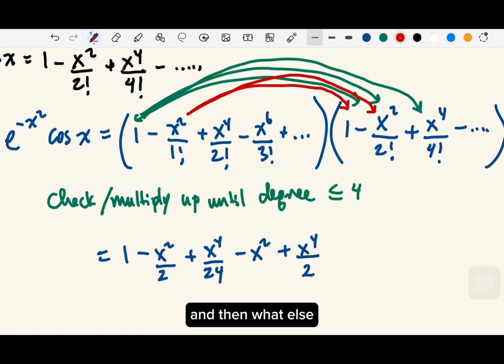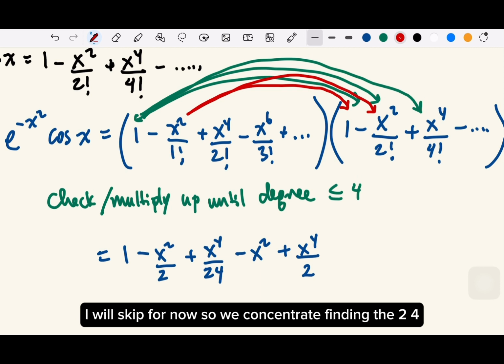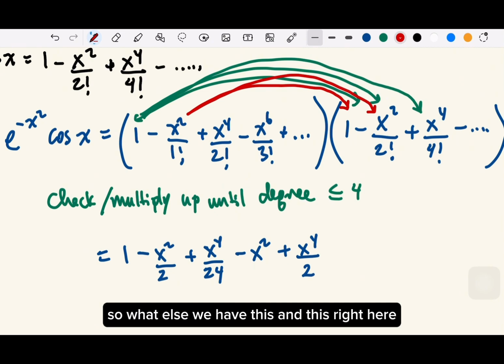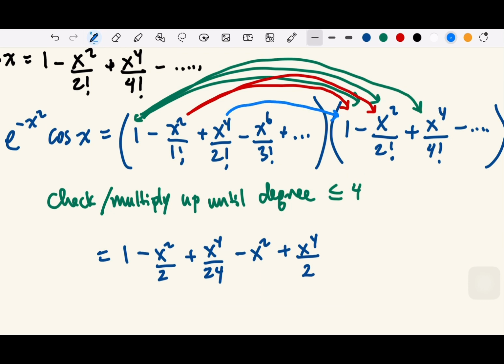And then what else? I will skip the ones that make the degree over 4. For example, the 2 with 4, I will skip for now. So we concentrate on finding the 2, 4. So what else? We have this and this, right? And that will be the last term. So plus 4, 2 factorial.